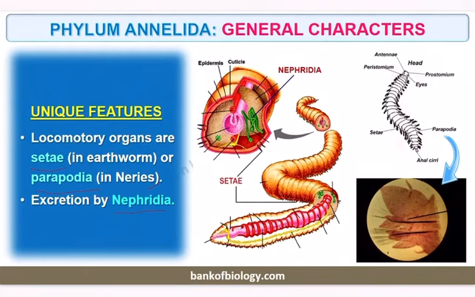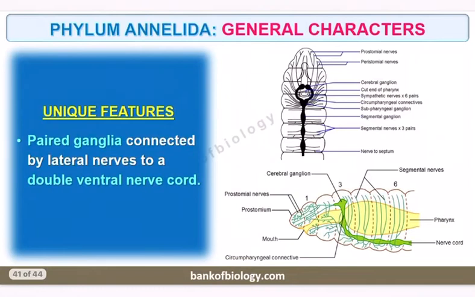And locomotory organs, in addition to the muscular movement, there is presence of setae in earthworm and parapodia in Nereis. And excretion is through special structures called nephridia. So there is presence of nephridia. Now you can see the presence of setae, these leg-like structures, right? Setae. And when you take the section of the setae, you can see the presence of the epidermis and cuticle, as well as the special structures that help in excretion, namely nephridia.